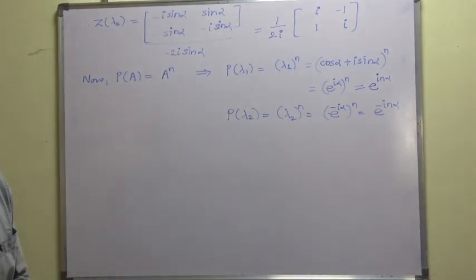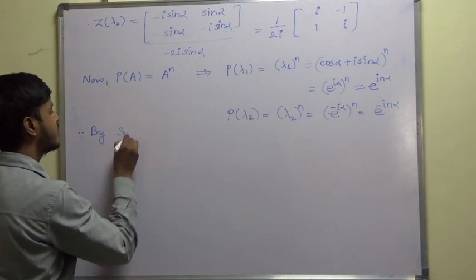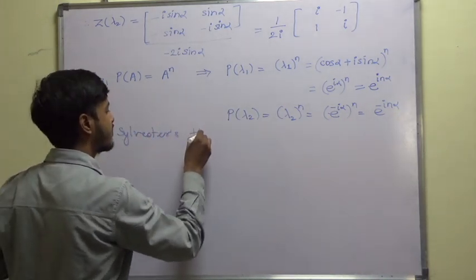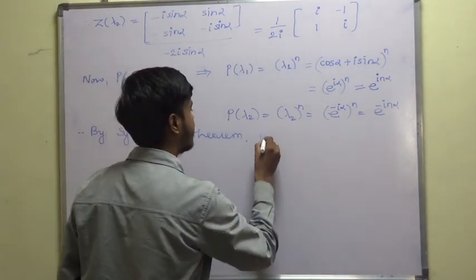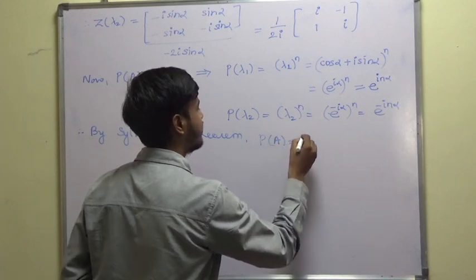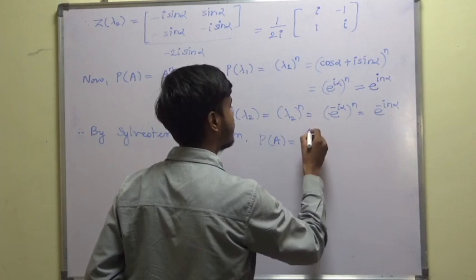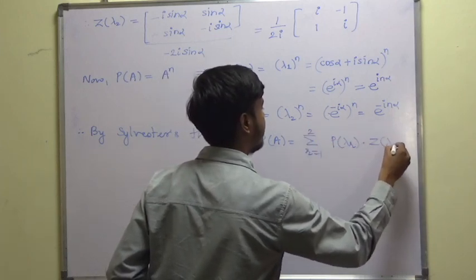So by Sylvester's theorem, therefore by Sylvester's theorem, P of A is equal to the summation from r equals 1 to n. What is n? 2. P of lambda r into Z of lambda r.